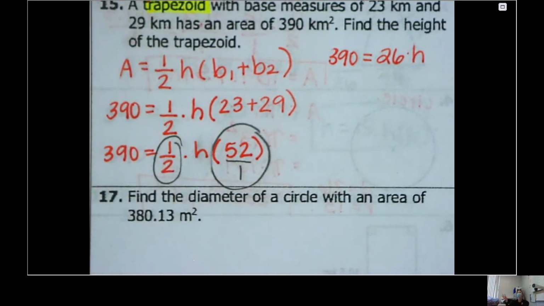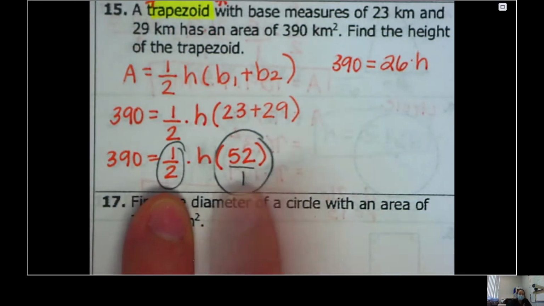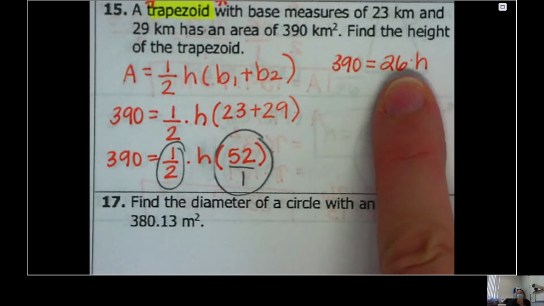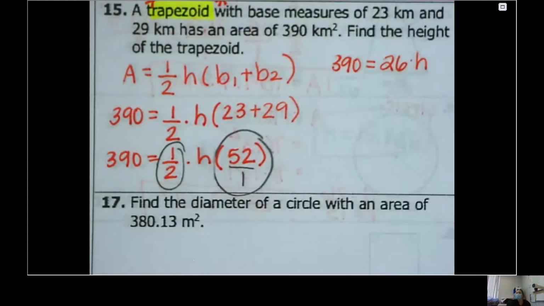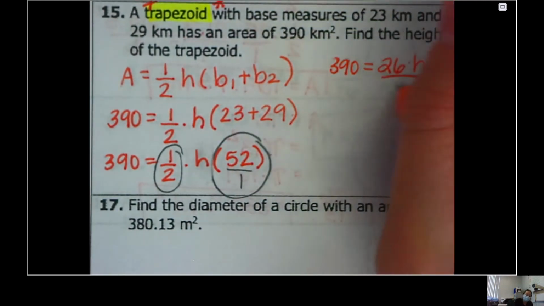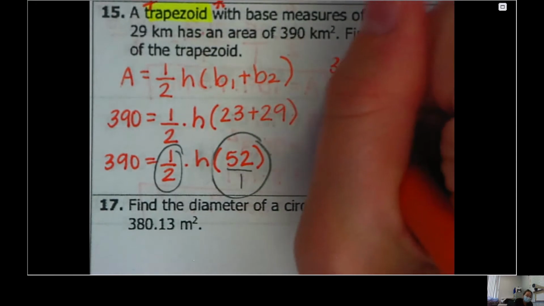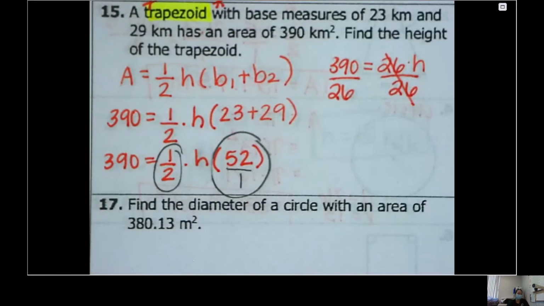You can multiply certain pieces together and ignore the variable until the very end. You're still going to get the same answer because multiplication is the same forward as it is backwards. That's why we can pick these two pieces and put them together first and leave the h by itself till the end. So now my last step is I'm just going to divide both sides by 26.